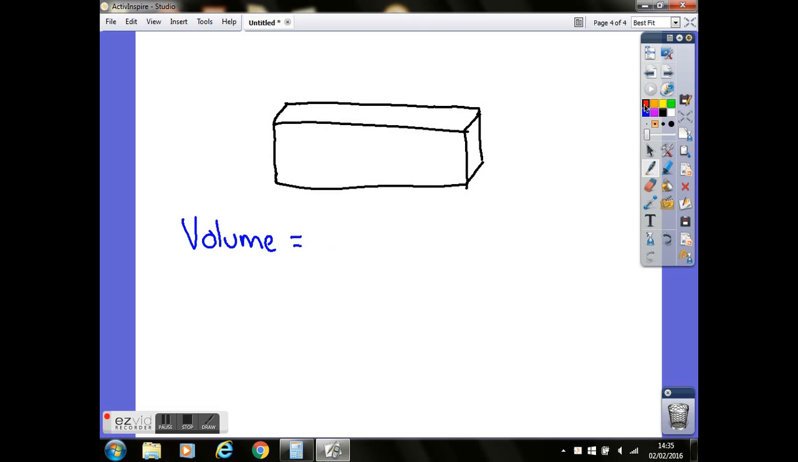This time, we're going to have the height or the width as we'll go for 8 meters. We'll have the length as 15 meters. And we'll have the depth or the thickness as 4 meters. So those are our 3 sides, and just like before, all we need to do is times those 3 together to find out the volume.